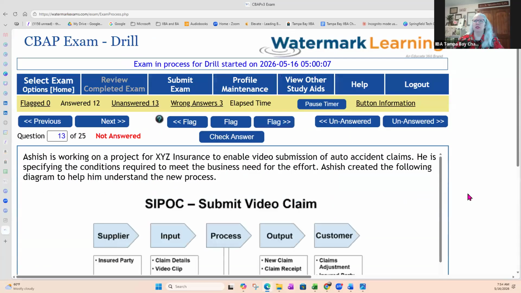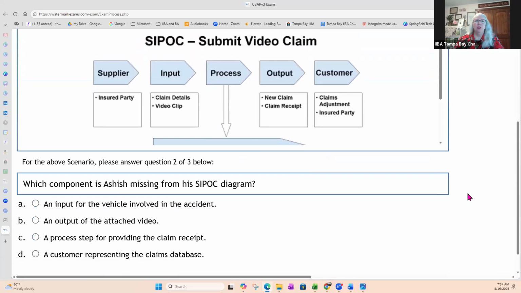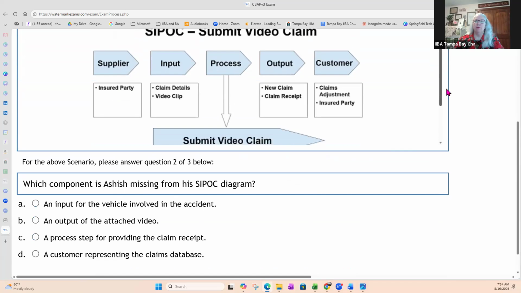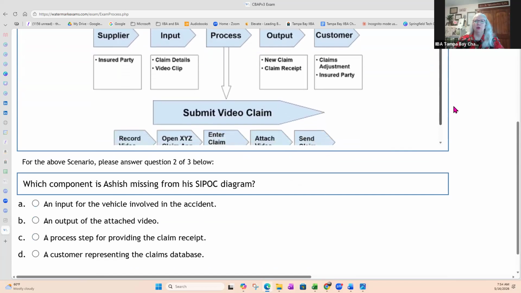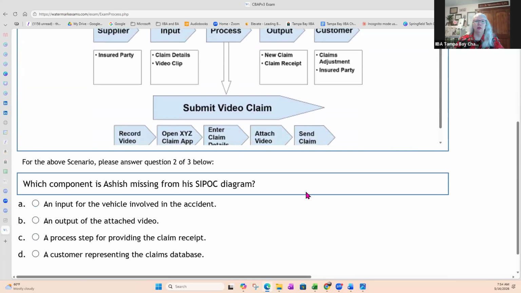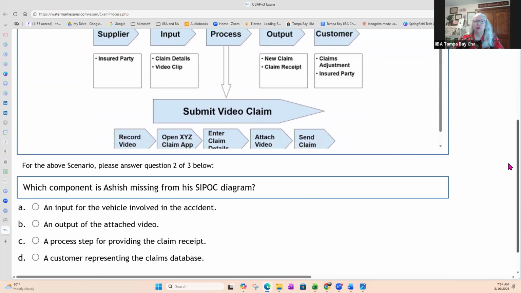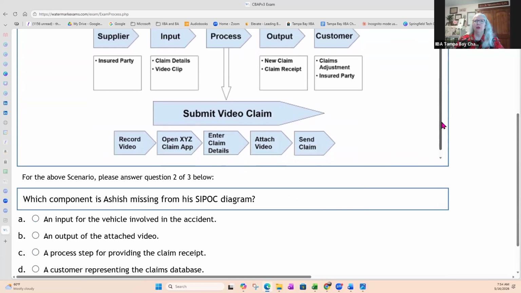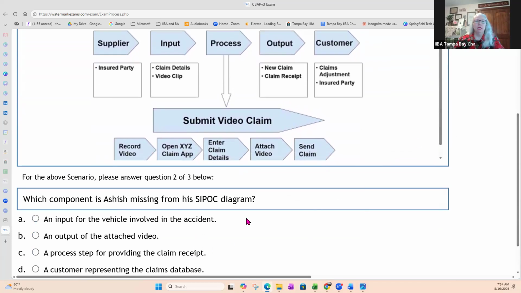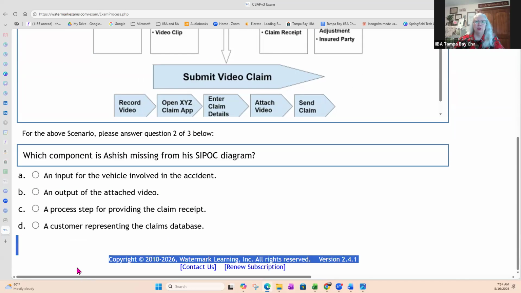Okay, let's go to the next question on the same scenario. Which component is Ashish missing from his SIPOC diagram? So I can't show you all of it. I can show you most of it there. Let me see if I can scoot up just a smidge. There you go. Now you can see it all. Is he missing an input for the vehicle involved in the accident? Is that even needed? Okay. An output for the attached video, the process step for providing the claim receipt, or the customer representing the claims database? So first of all, let's start with this one.